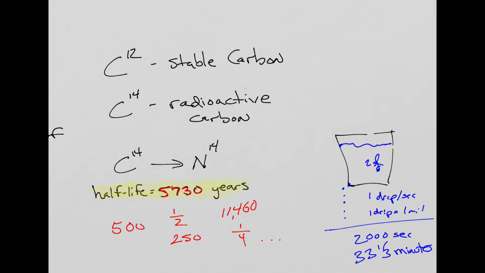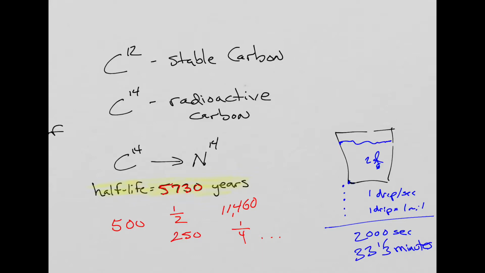So, in other words, if you know what you have to begin with, and you know the rate of decay, you can calculate what you're going to end up with. But let's suppose you don't know the rate. As long as you knew what you began with, and you knew what you ended up with, you could actually calculate the rate of decay.